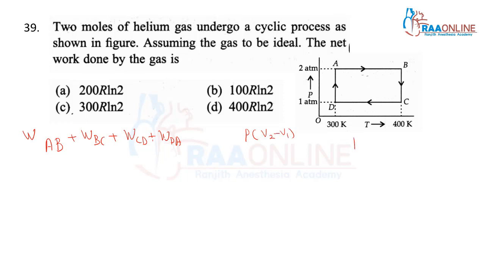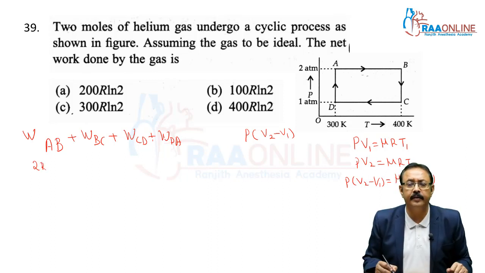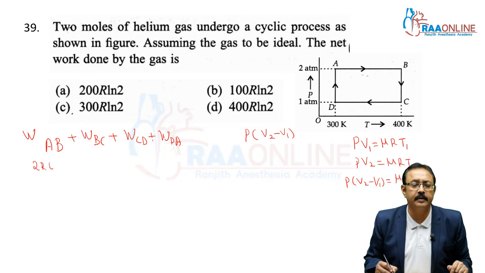But we know that PV is equal to mu RT. So pressure into change in volume, which is work done, should be equal to mu R into T2 minus T1. So WAB is mu R. What is mu? 2 mole gas. Mu R into T2 minus T1, 400 minus 300 is 100.